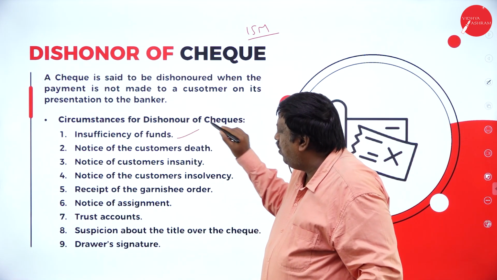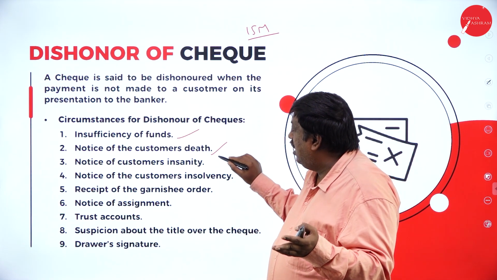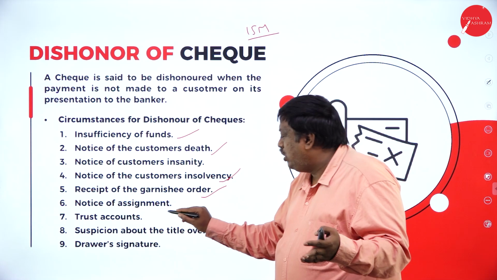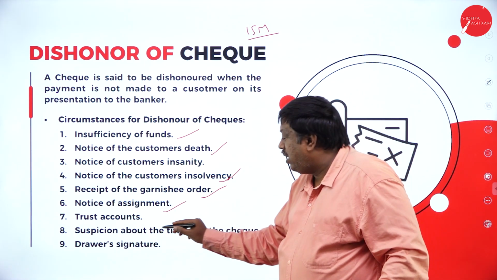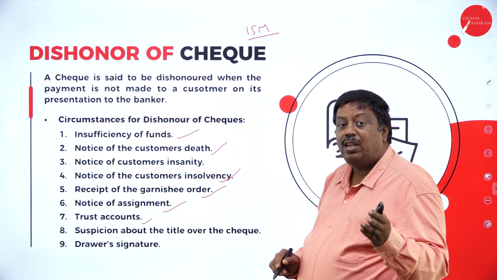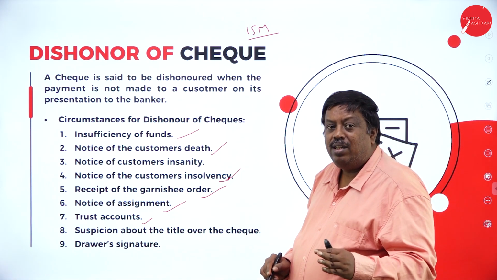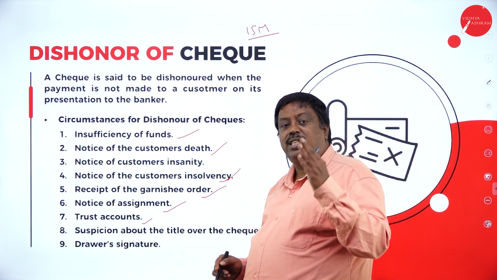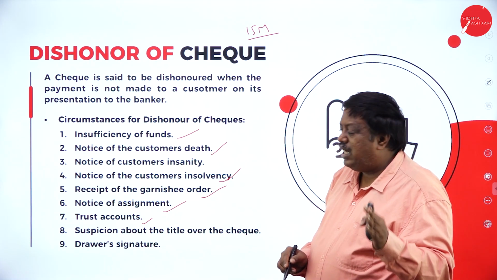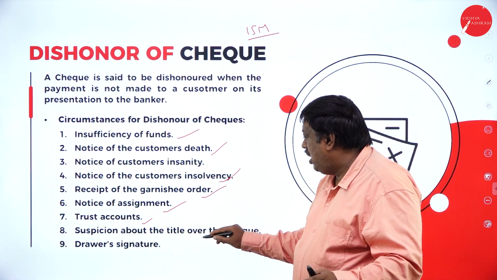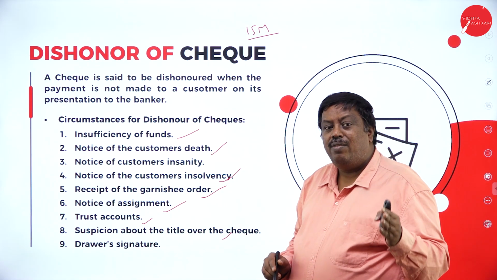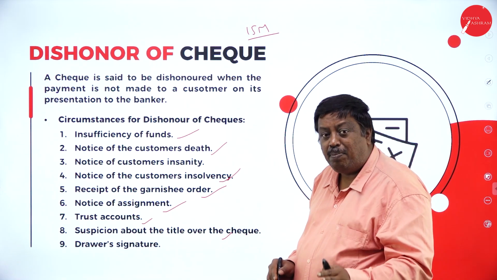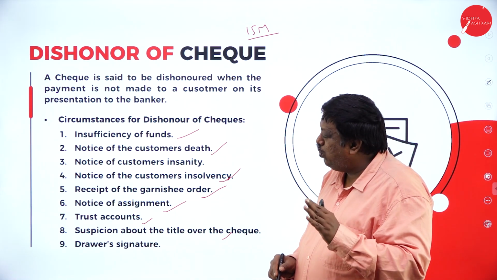Because of insufficiency of funds, notice of the customer's death, notice of the customer's insolvency, when they receive a garnishee order, or notice of assignment not to make the payment. If it is a trust account, whether all the authorized trust members have signed or not, whether it has been signed but not sealed, meaning the president, secretary, treasurer seal should be there, and all three parties have to sign, then only the payment has to be made here. Suspicion about the title over the check, we have to check whether the check presented by the party is in proper form, whether it is the right person or not.